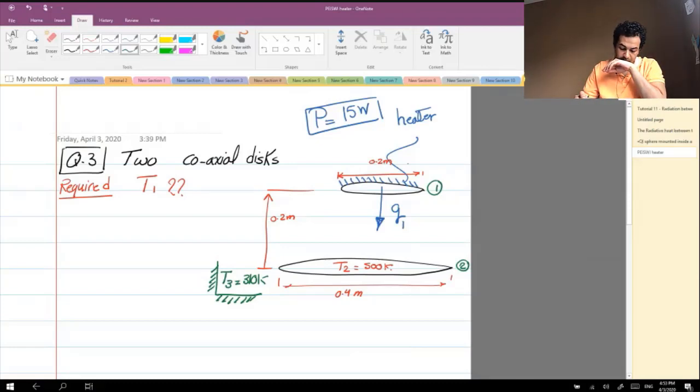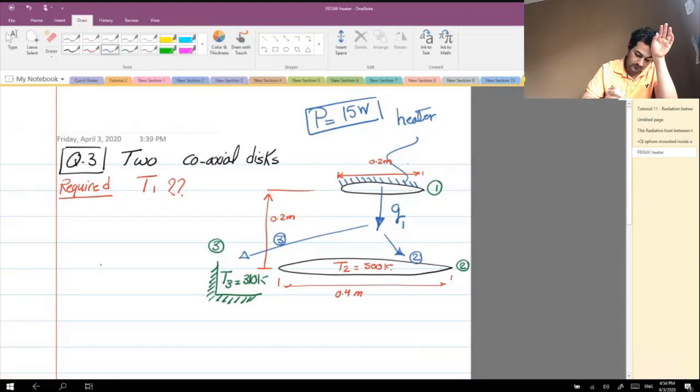So we have surfaces 1, 2, and 3. We will consider 3 as a surface, as I told you from the first lecture that radiation should be between two surfaces, and surface number 3 is the surrounding. So the Q here is such that some part of it is going to surface number 2, and part of it is going to surface number 3. So let's solve it here.